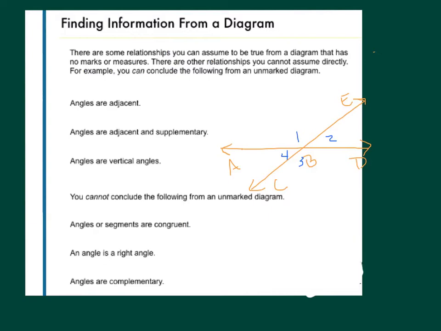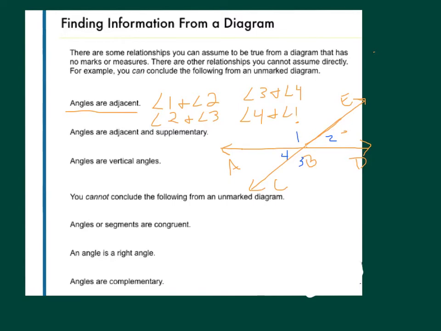Some relationships you can assume to be true from the diagram that has no marks or measures. There are other relationships you cannot assume directly. For example, you can conclude the following from the unmarked diagram. Angles are adjacent. Right here, if we look at angle 1 and angle 2, they share a ray and a vertex. So angle 1 and angle 2 are adjacent. Angle 2 and angle 3 are adjacent. Angle 3 and angle 4, and angle 4 and angle 1 are all adjacent.